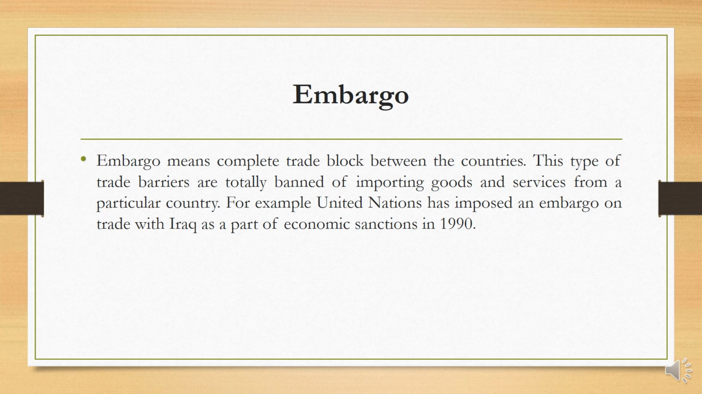Embargo. Embargo means a complete trade block between countries. This type of trade barrier totally bans importing goods and services from a particular country. For example, the United Nations imposed an embargo on trade with Iraq as a part of the economic sanctions in 1990.